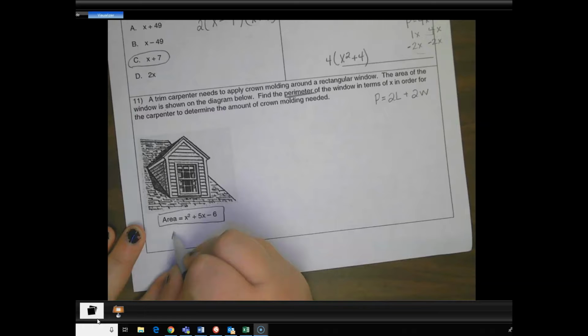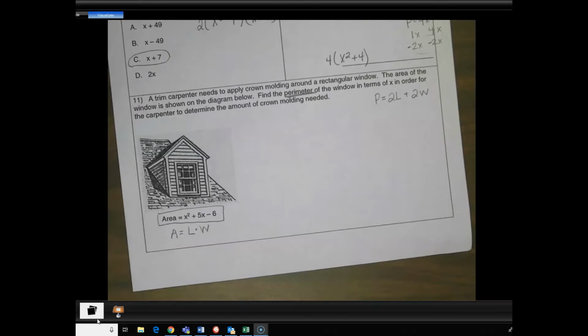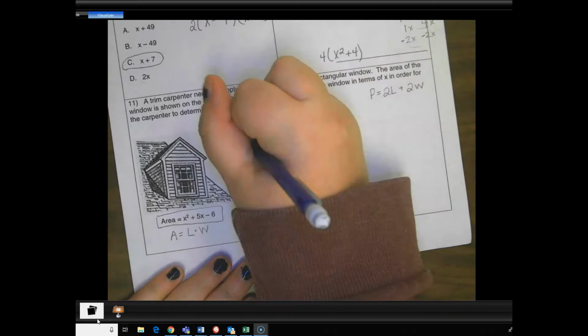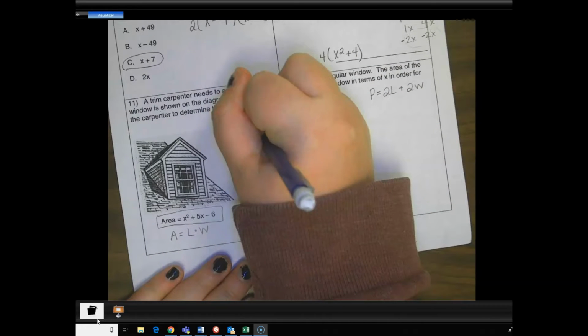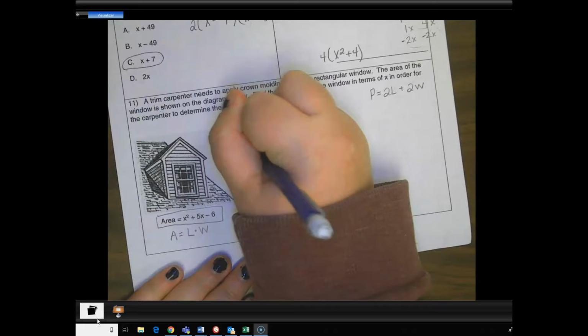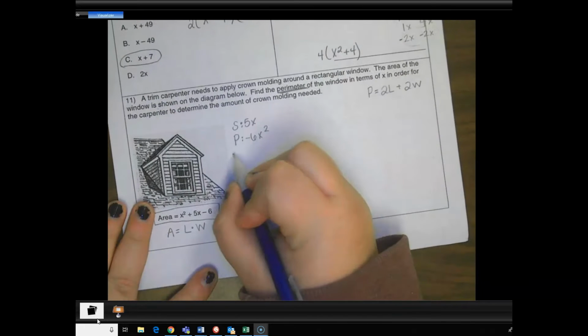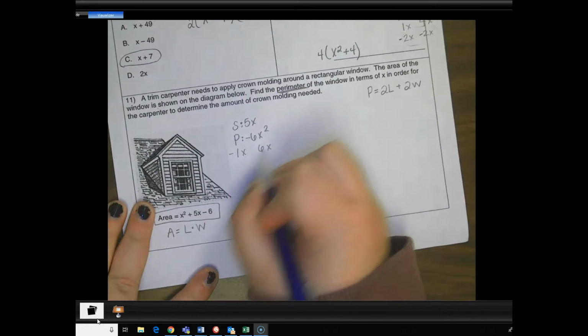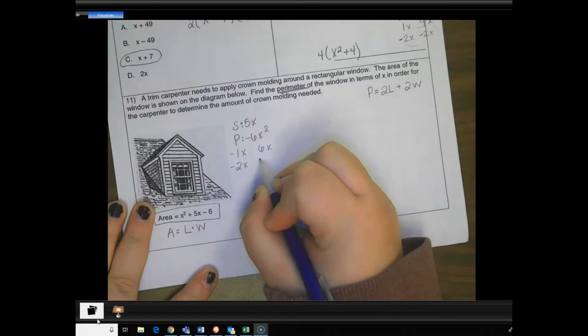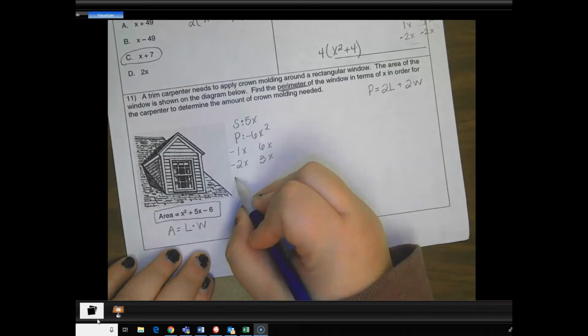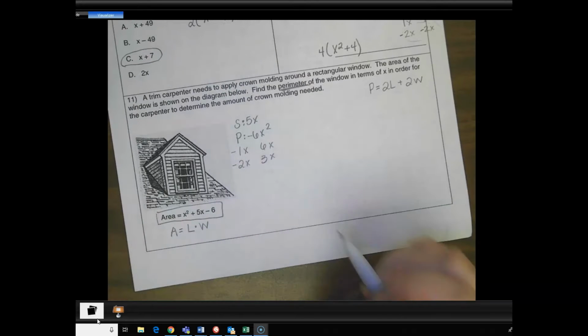If I remember, my area is length times width. So all I need to figure out is what times what will give me x squared plus 5x minus 6. So I'm going to do my factors. My sum is 5x. My product is negative 6x squared. So negative 1x and 6x, negative 2x and 3x. That's all. Which of those give me 5?